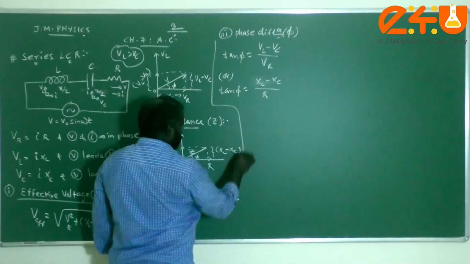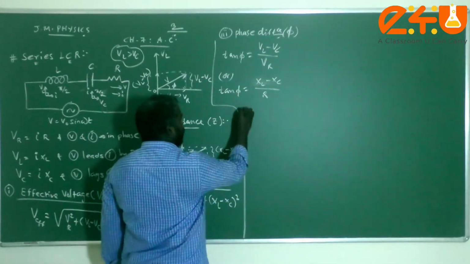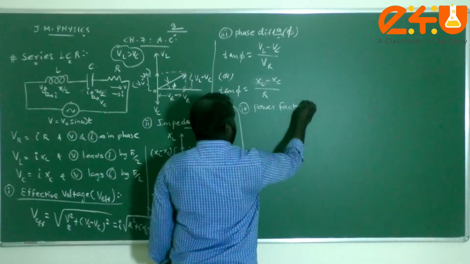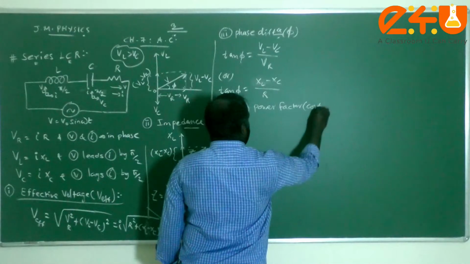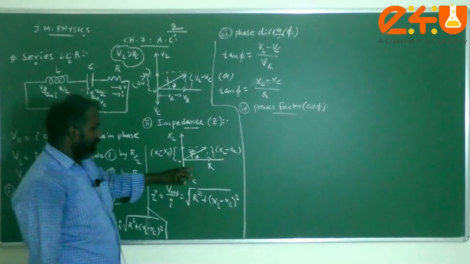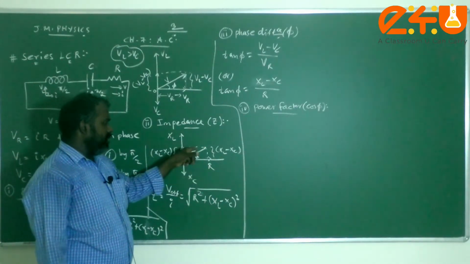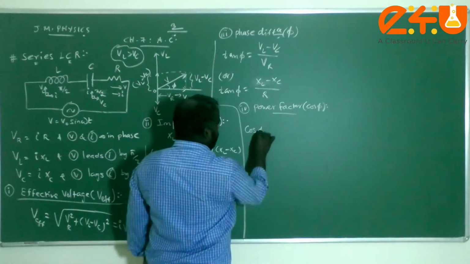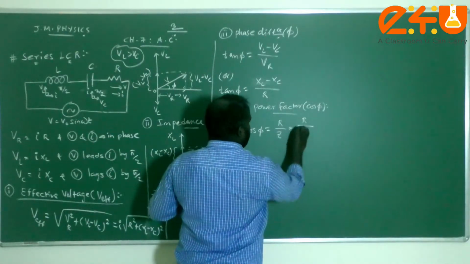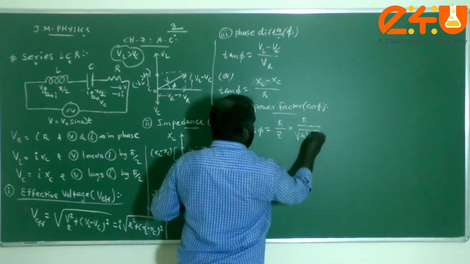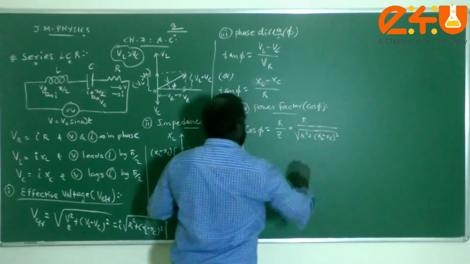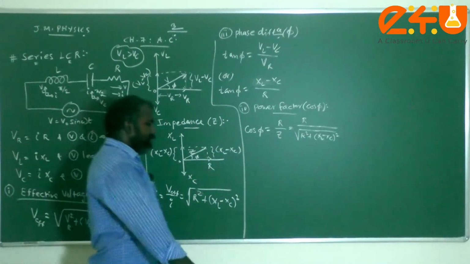Now the next parameter we are going to write is the power factor, which is generally written as cos phi. What is the power factor? You just see this diagram, cos phi value. Cos phi means adjacent by hypotenuse. Therefore, we can write that cos phi is equal to R by Z, that is R divided by the root of R square plus XL minus XC whole square.